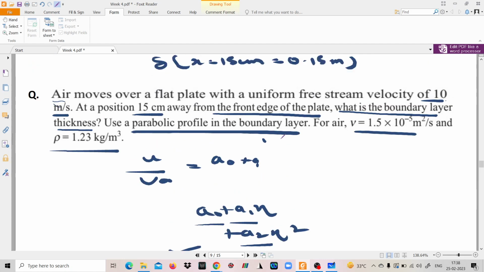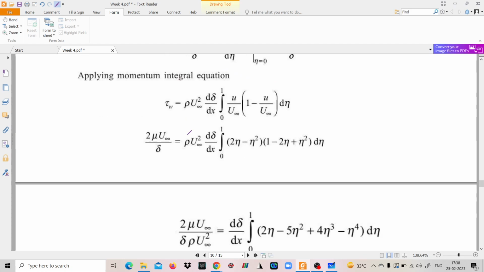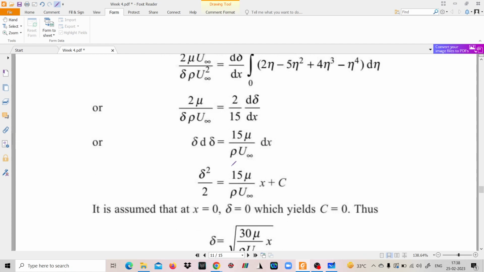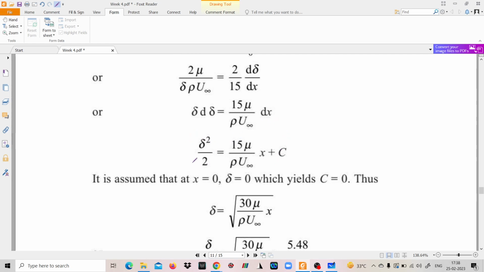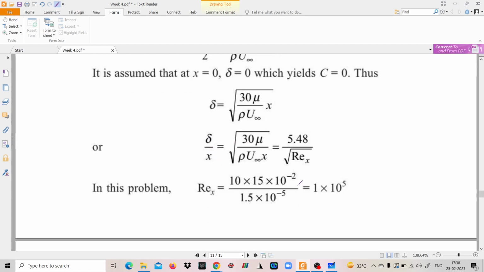Since this is a flat plate, it is a flow with zero pressure gradient, so you simply find the momentum thickness. Based on this, you have obtained the value for delta square by 2 as this. After integration, definitely some c. How will you find c? Delta at x equal to 0 is 0, so c is equal to 0. So you find delta by x something like this.